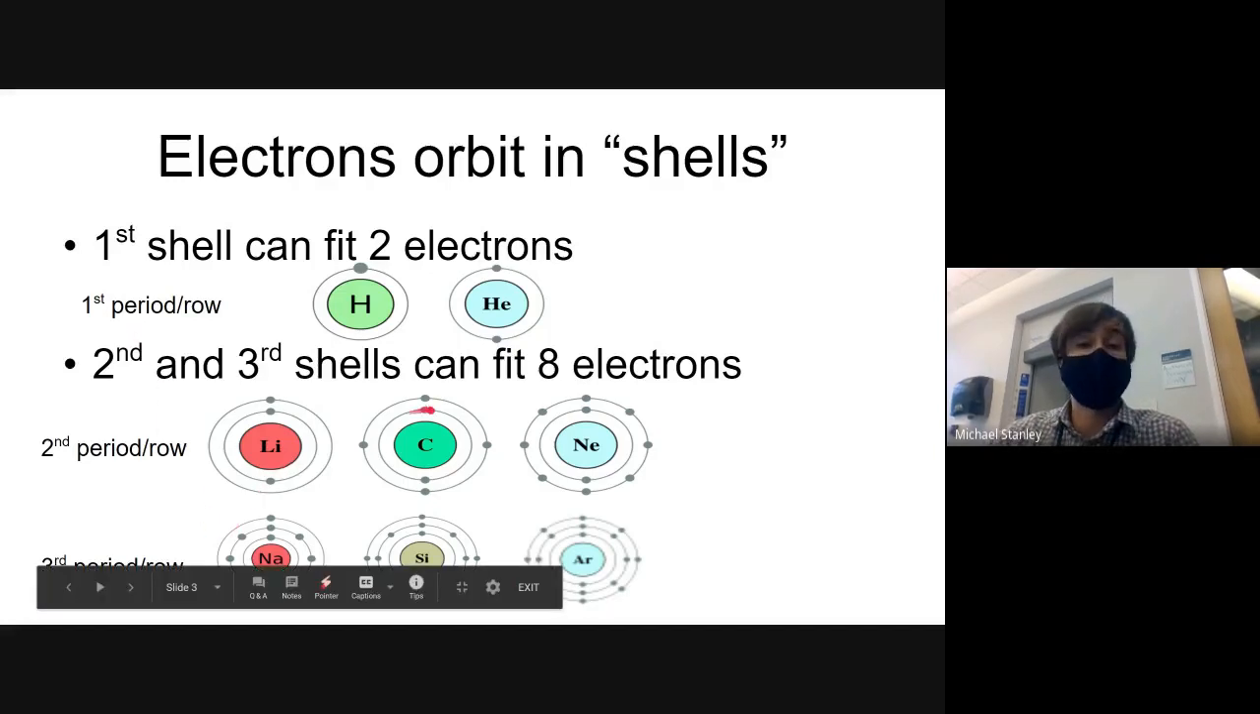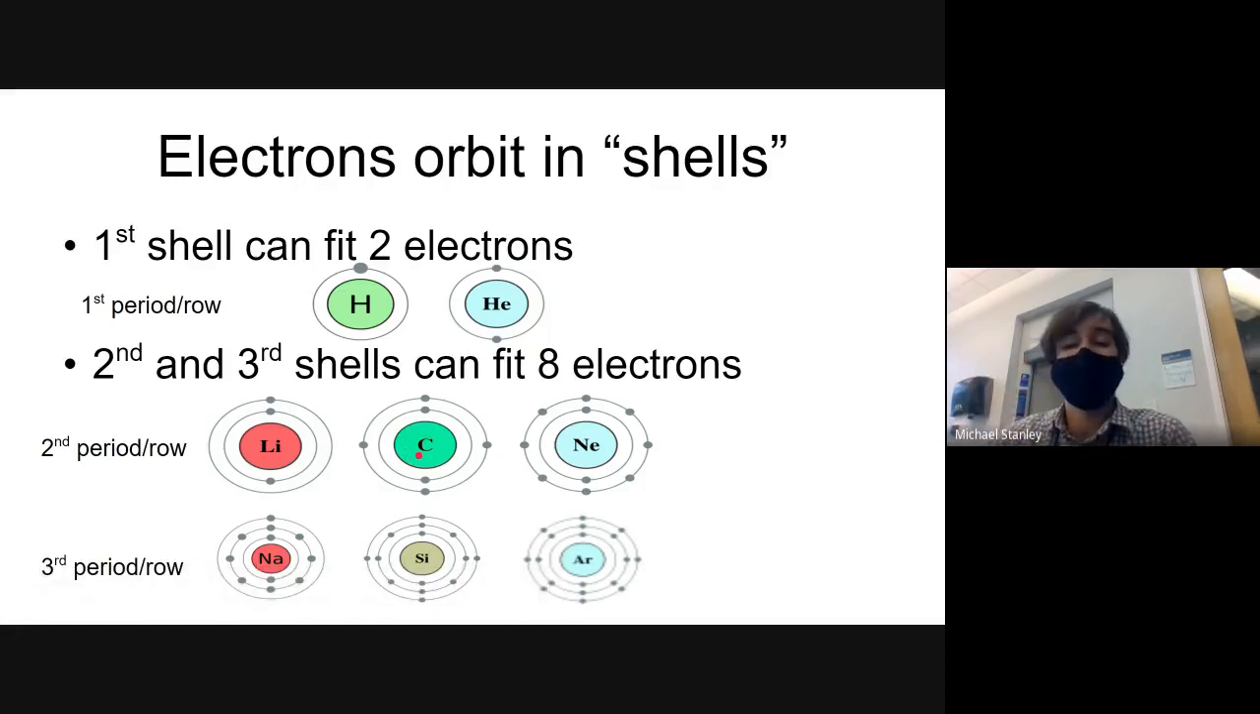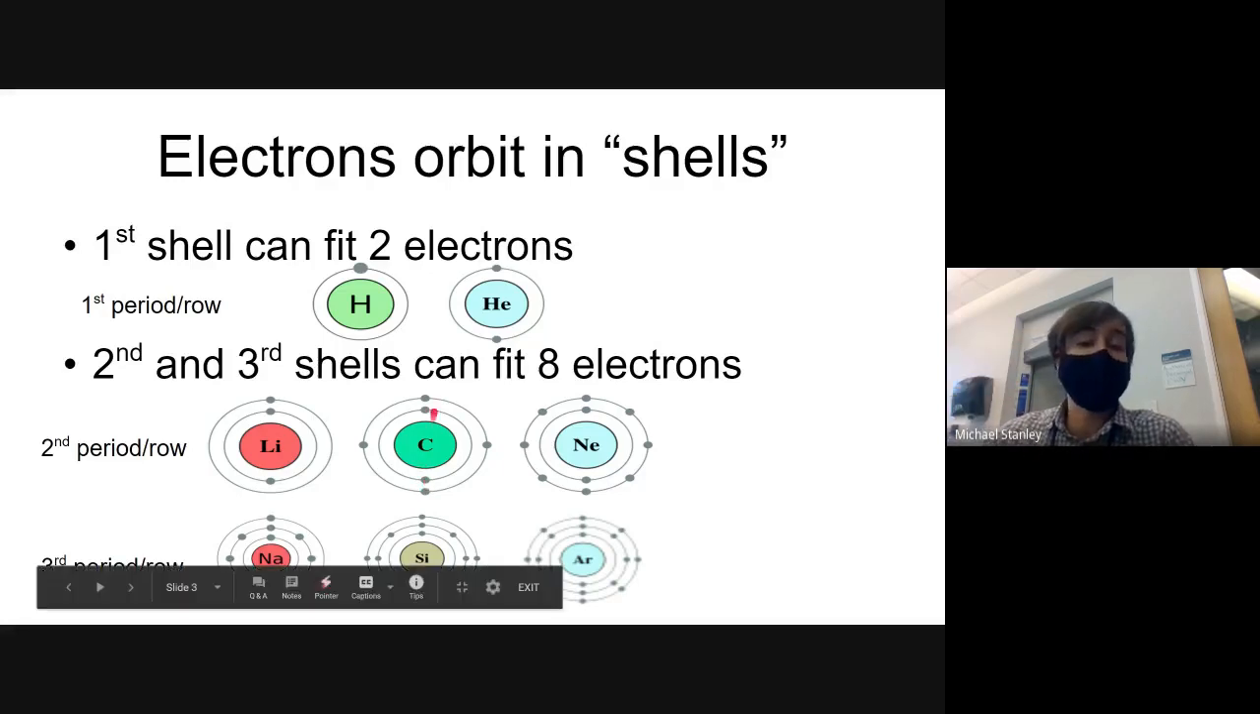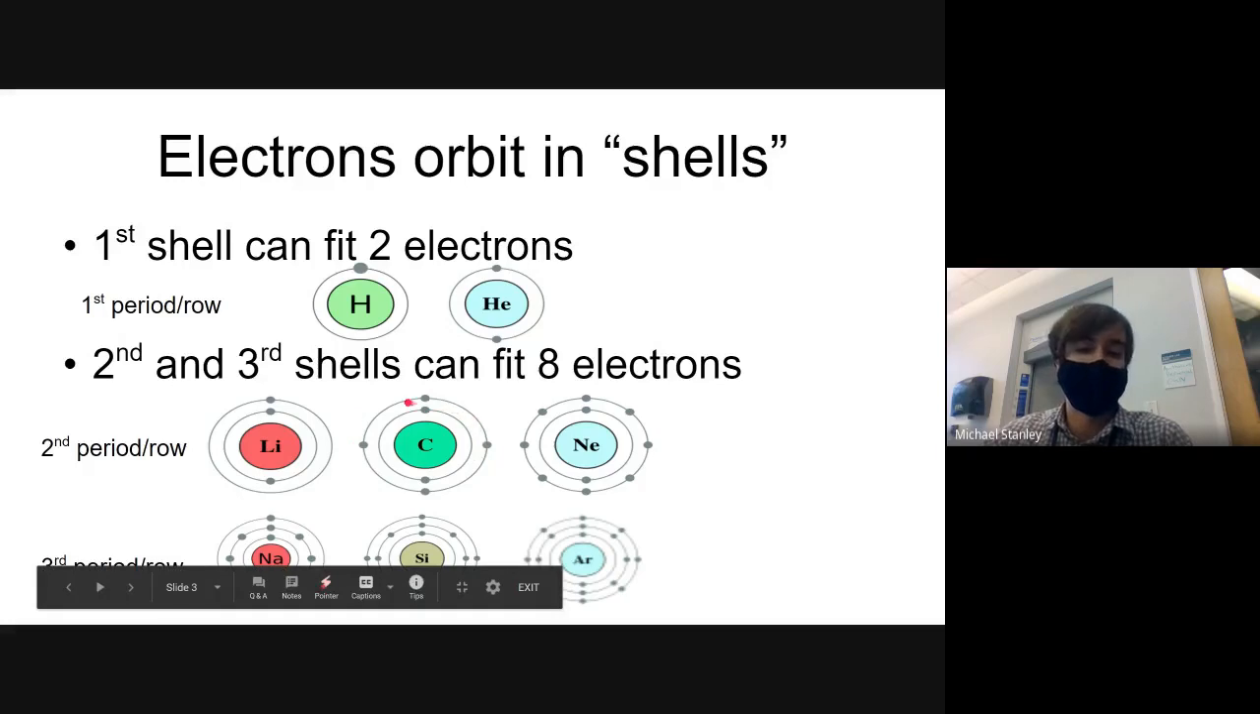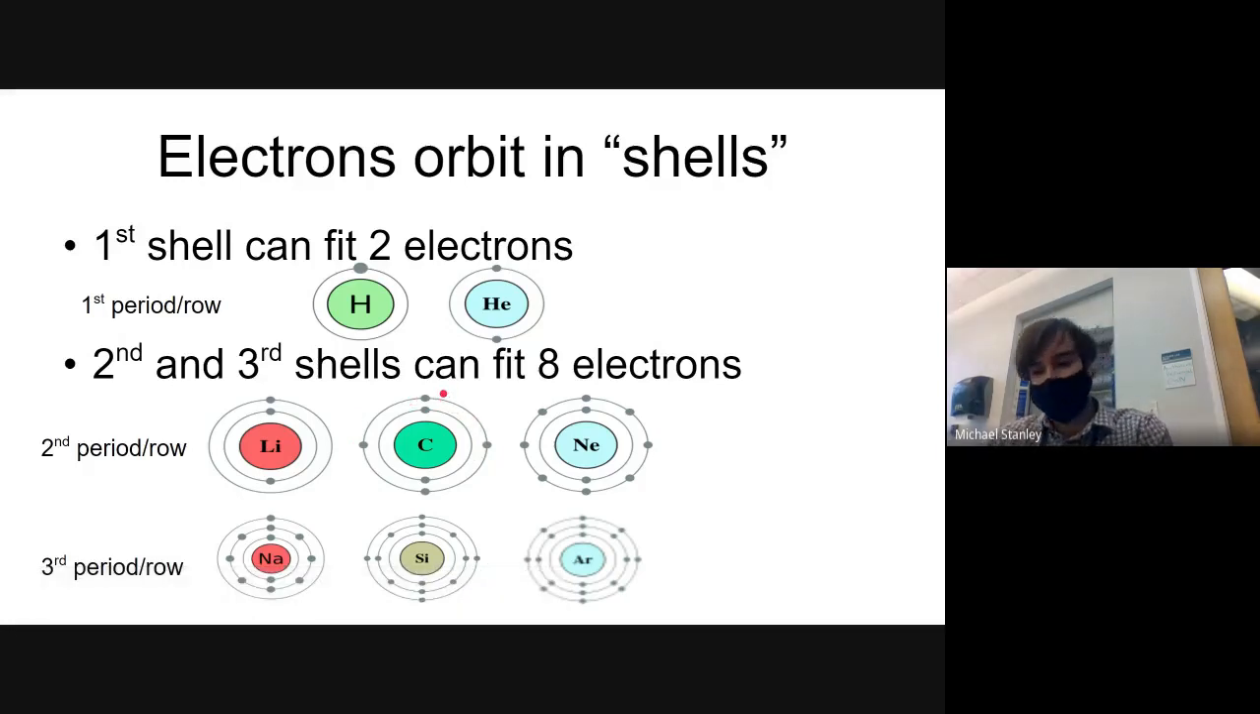So if you have an atom like carbon, carbon has 6 total electrons. As always, we start off with the first electron shell. I put electron 1 and electron 2 on the first shell, and then the remaining 4 will go on the second shell. So number 3, number 4, number 5, and number 6 will go on the second shell. Carbon has a full first shell and a half full second shell. There's only 4 electrons on the second shell of carbon.